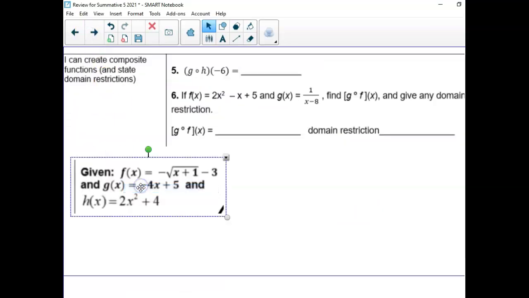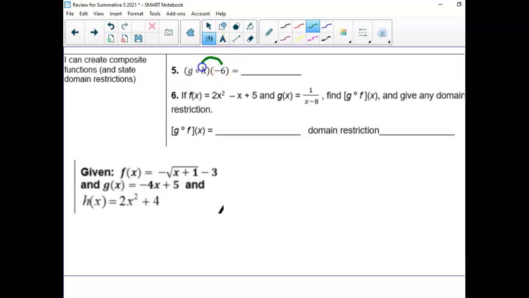Okay, so this one says put -6 into what, guys? Again, I highly recommend that you don't worry about finding the equation for g of h. You just put -6 into h. So h of -6 would be 2 times -6 squared plus 4. 76 maybe? Anybody type in that for me? 36 times 2 is 72 plus 4 is 76.